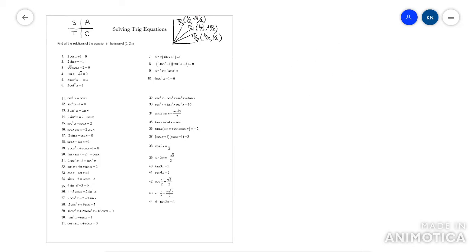Number 5, we've got 3 secant squared x minus 1 equals 3. Add 1. Divide by 3. Right here, I'm going to flip it. I don't like secant, so I'm going to change that to cosine squared, and I'm going to flip the fraction, 3/4. And so what's going to happen here is you're going to have to square root this.